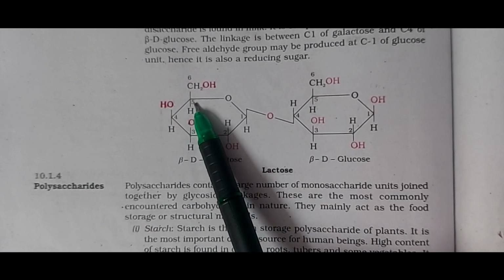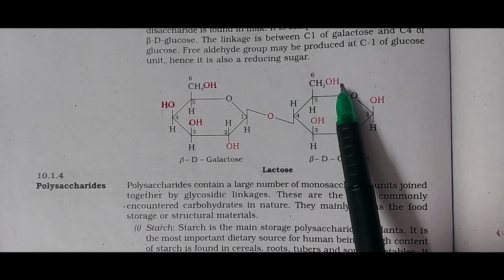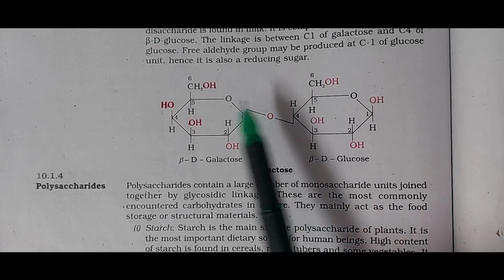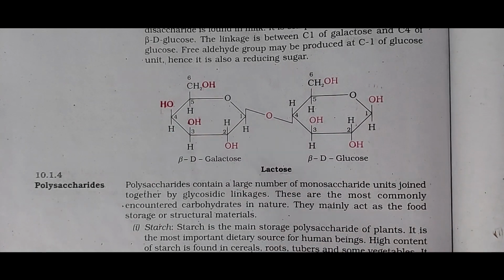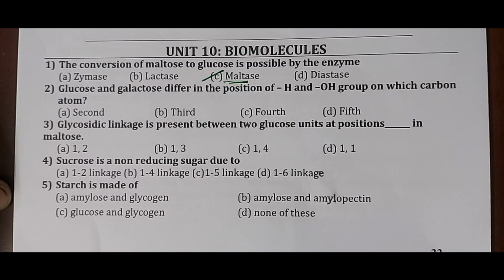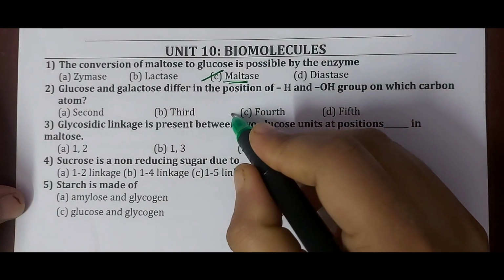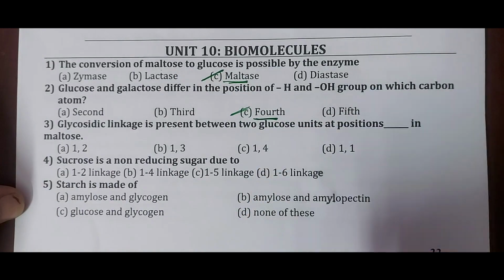Next, if you see the fifth carbon atom, CH2OH and H, CH2OH and H, that means there is a difference in the configuration at the fourth carbon atom. So the correct answer here is option C, they differ at the fourth carbon atom.